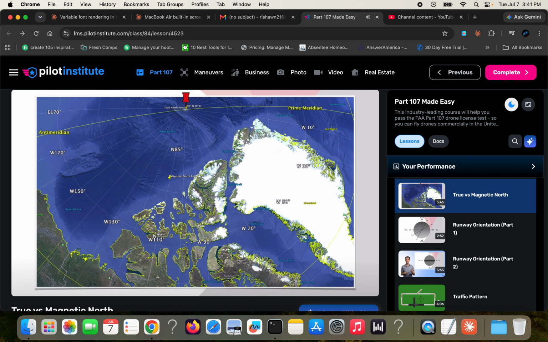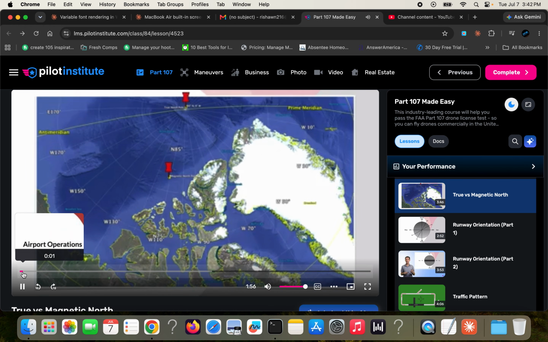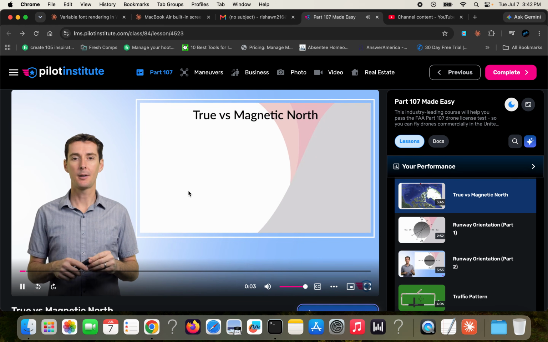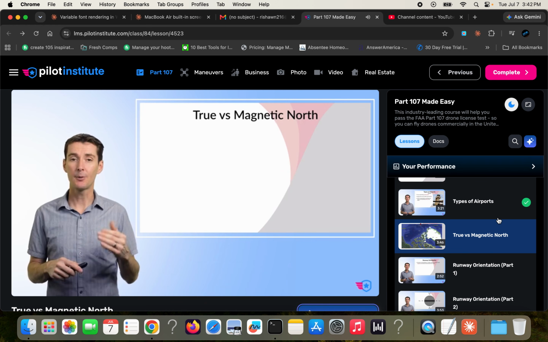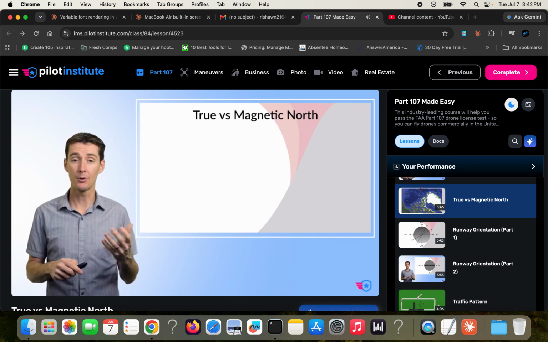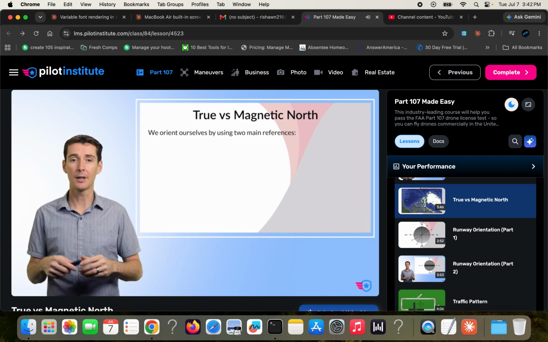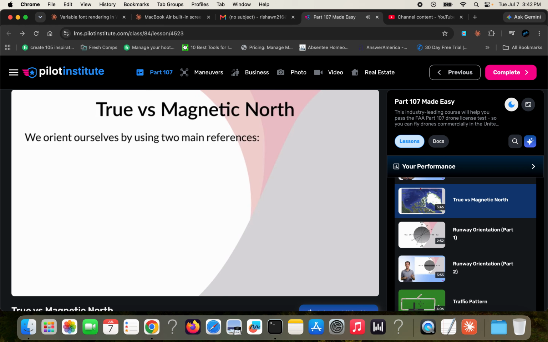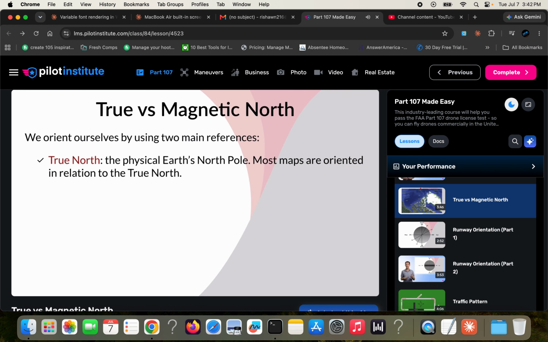Where all the different lines intersect. And then here, before we move to the next topic, which is talking about runways, I want to introduce this idea of true versus magnetic north. And you may already be familiar with this just from real life experience, but we orient ourselves by using two main references. The first one is called the true north, and the true north is the North Pole.